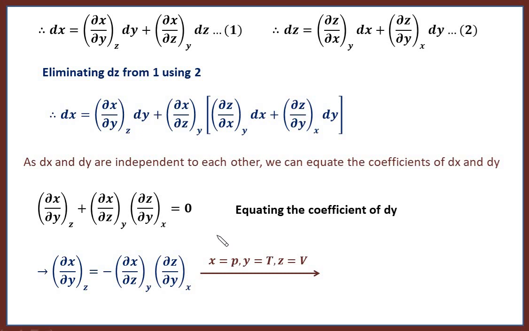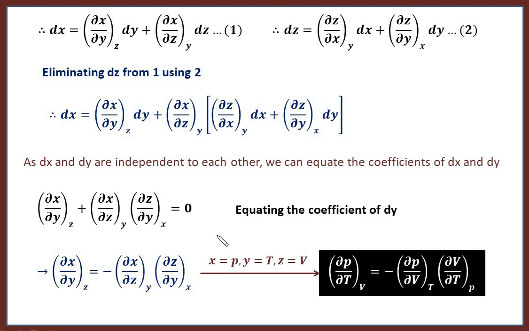As I said, this x, y, z can be any variable, so now just take x as p, y as T and z as V. Thus we have the relation which we had to prove. Hope all these calculations are clear to you. It's a very easy calculation, but I request you to do it by yourself using pen and paper. It will give you confidence.